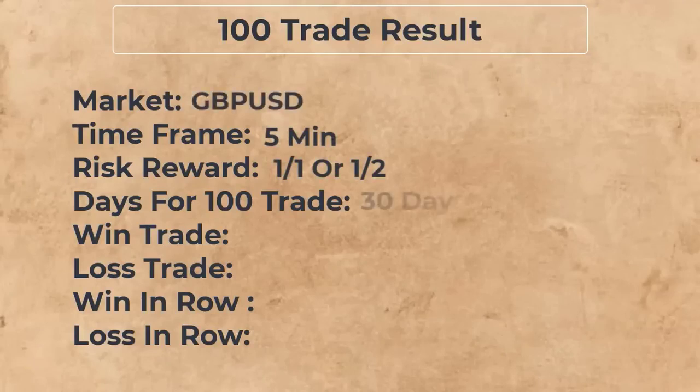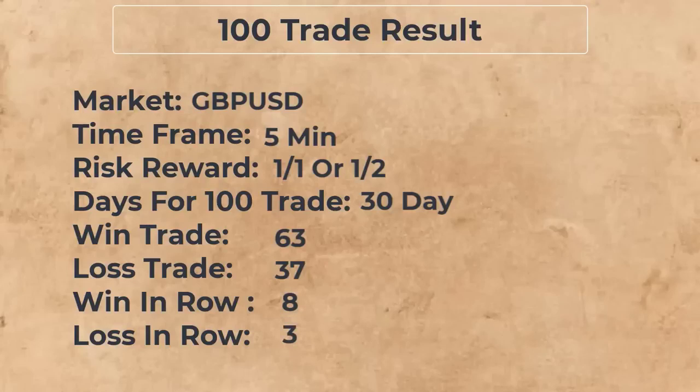And it took 1 month of price data to find the 100 trade signals, which is actually very good. There were 63 winners and 37 losses. The win rate is 63%. This is a really good win rate because our risk-reward ratio is 1:1 and 1:2. The most won in a row was 8, and the most lost in a row is 3.